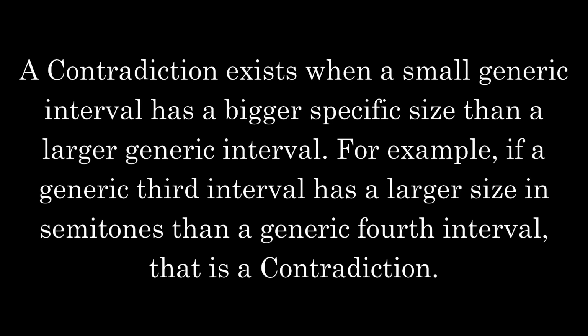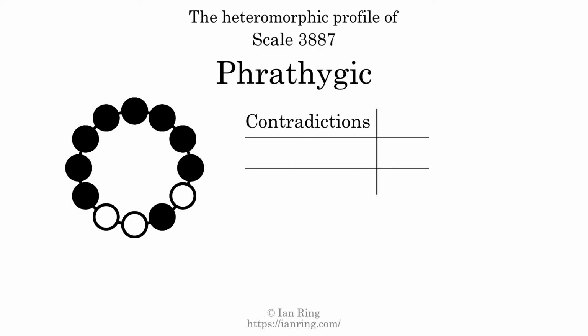A contradiction exists when a small generic interval has a bigger specific size than a larger generic interval. For example, if a generic third interval has a larger size in semitones than a generic fourth interval, that is a contradiction. The number of contradictions in this scale is 97.